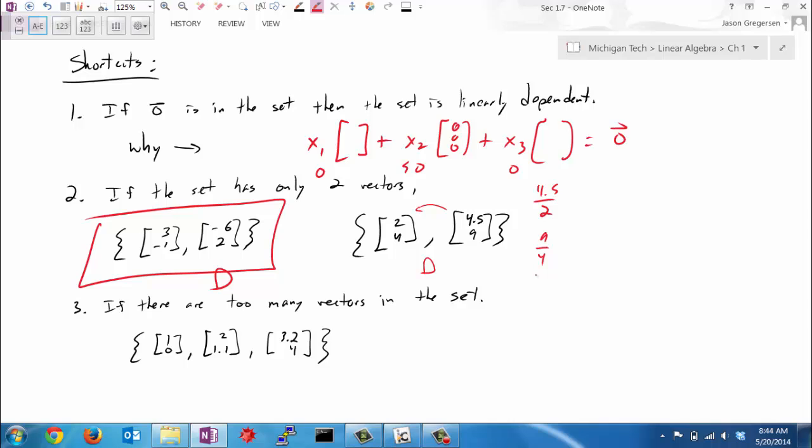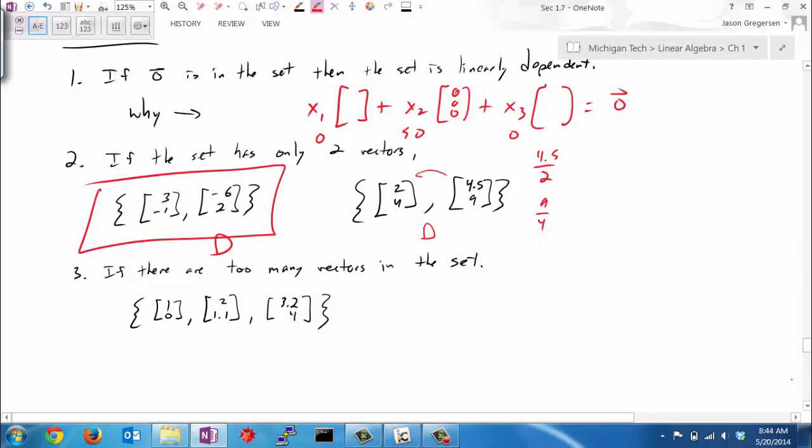All right, questions about that? So these are the shortcuts that help us so we don't have to necessarily throw everything into a matrix and row reduce. What about the last one?